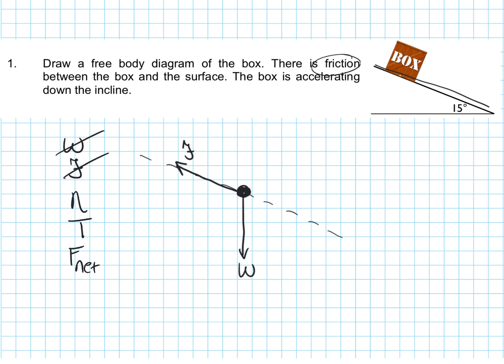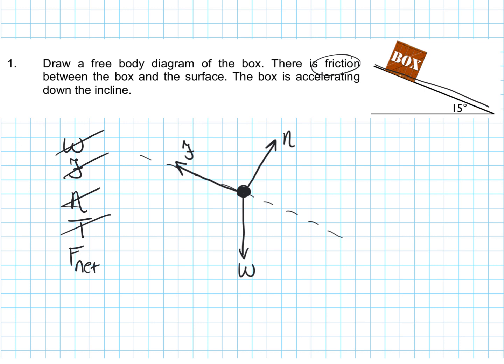So there's friction. Normal force occurs wherever there's a surface and the box is on a surface. And normal means 90 degrees, so this force is 90 degrees to the surface. And it's the reaction force. It keeps the box from going into the surface. So there it is. That's the normal force. And tension, well, there's no rope or anything pulling on it, so I don't need to worry about that.